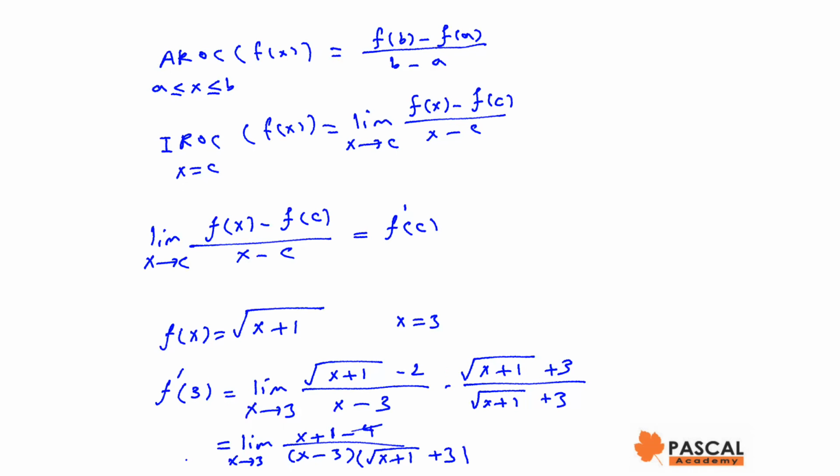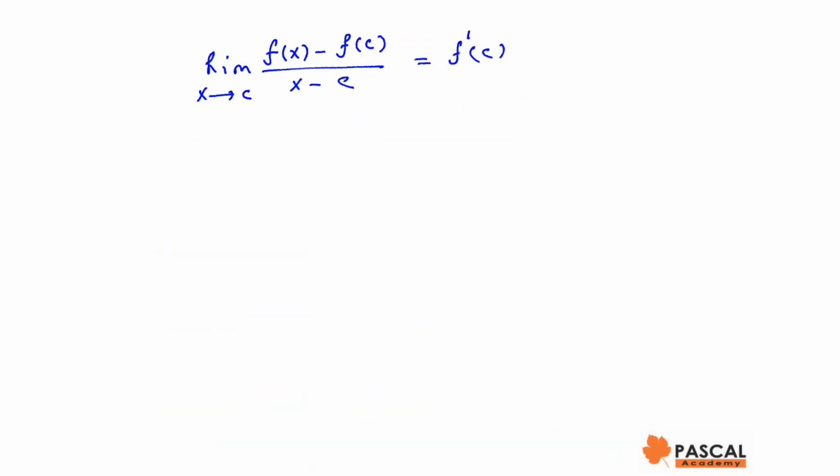x plus 1 minus 4 is x minus 3. We reduce the fraction by x minus 3 and we plug 3 into the function. We find f prime of 3 equals 1 over 6. Therefore, the derivative of f of x equals square root of x plus 1 at x equals 3 is 1 over 6. This is the same as saying the slope of the tangent line to the graph of the given function at x equals 3 is 1 over 6.